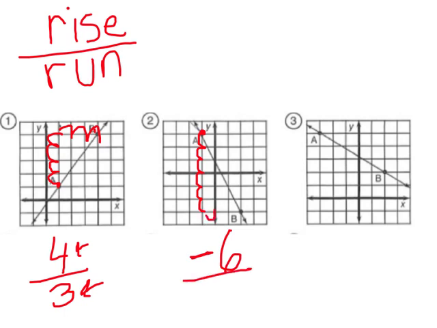And then I have a run of 1, 2, 3. I'm going to look at these numbers. Can I simplify or divide these numbers? Yeah, I can divide -6 by 3, which will give me -2.